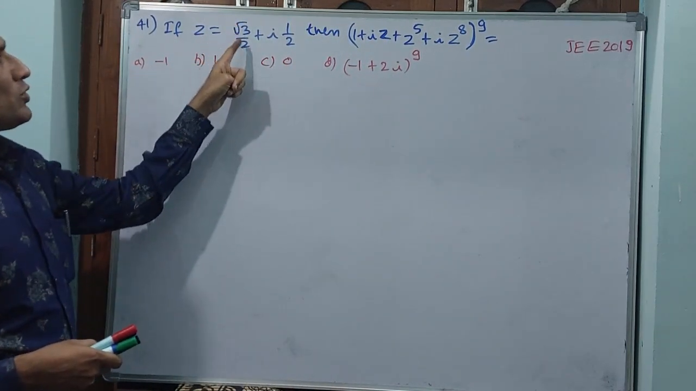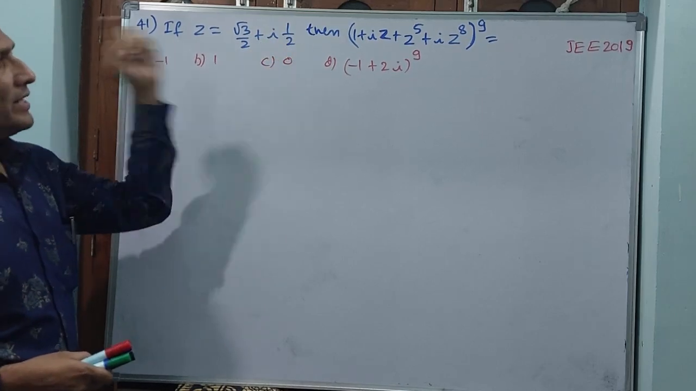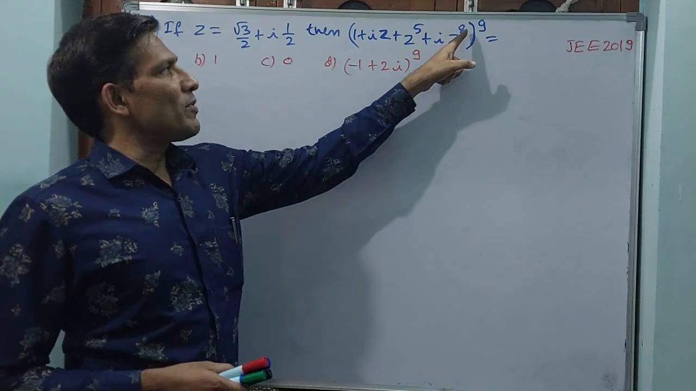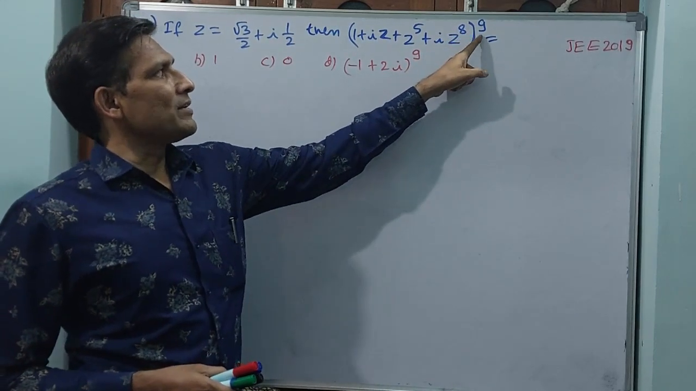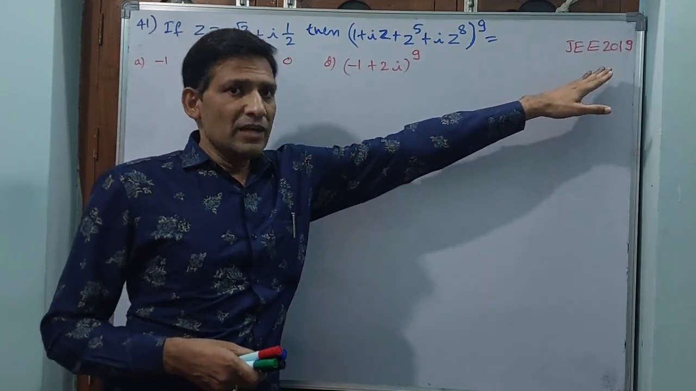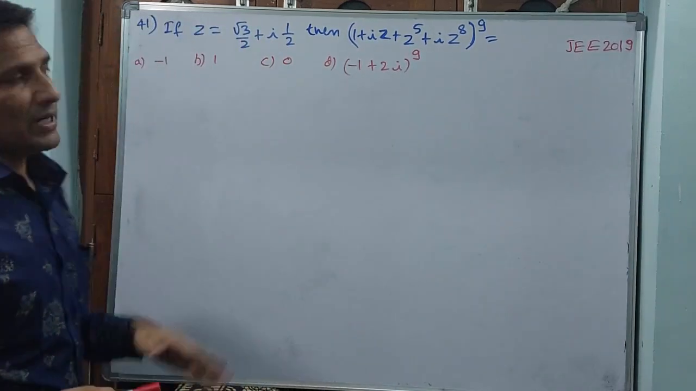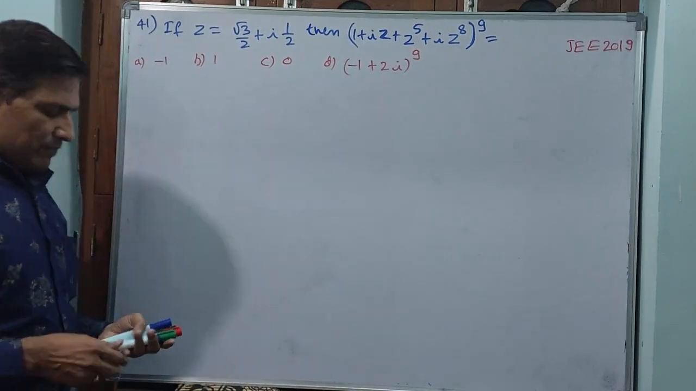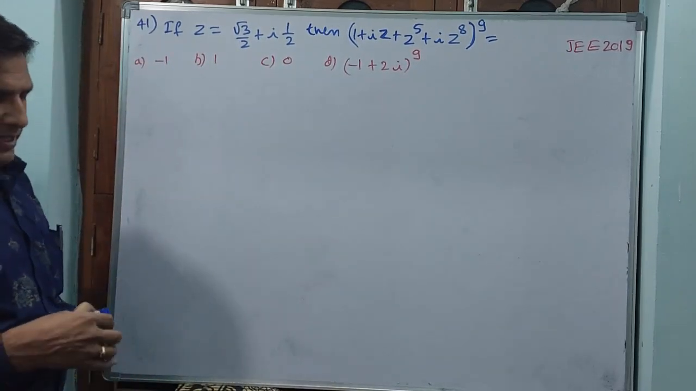If z is equal to root 3 by 2 plus i 1 by 2, then (1 plus iz plus z to the power of 5 plus iz to the power of 8, i into z to the power of 8) whole to the power of 9, value is how much, they are asking. See, this is a little bit recent question only, JEE 2019. 4 options also they have given. Let us find what answer is going to come. Why? Because in this only we have to get the answer.